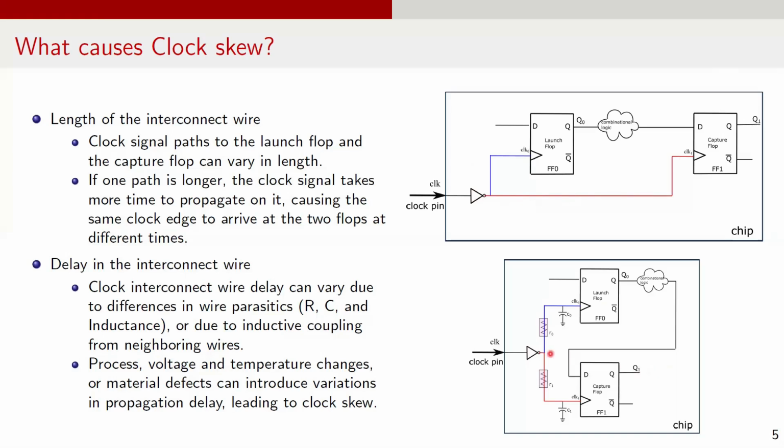In many cases, even when the interconnect wire lengths are identical, clock skew can occur. This is often due to variations in the wire parasitics, such as resistance, capacitance, and inductance, or inductive coupling from neighboring signal lines. Additionally, temperature fluctuations, process variations, and material defects can vary signal propagation delays. As semiconductor technology continues to shrink, these factors become increasingly significant, making clock skew variations more pronounced.